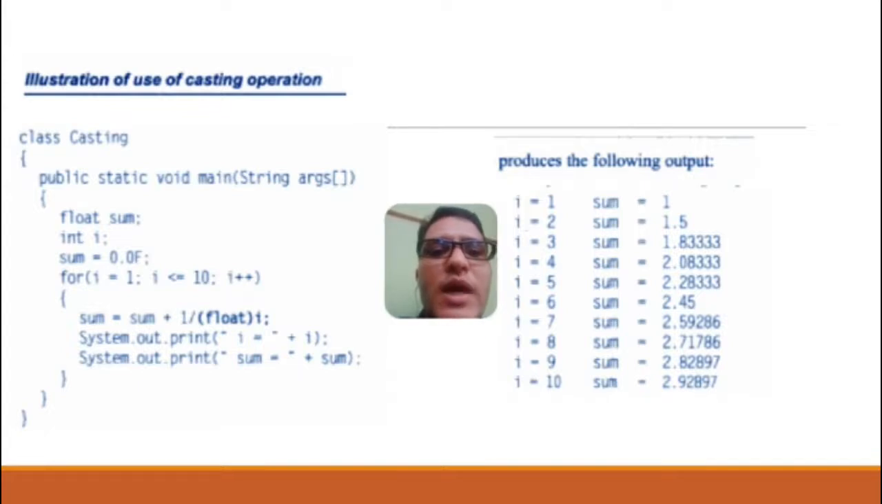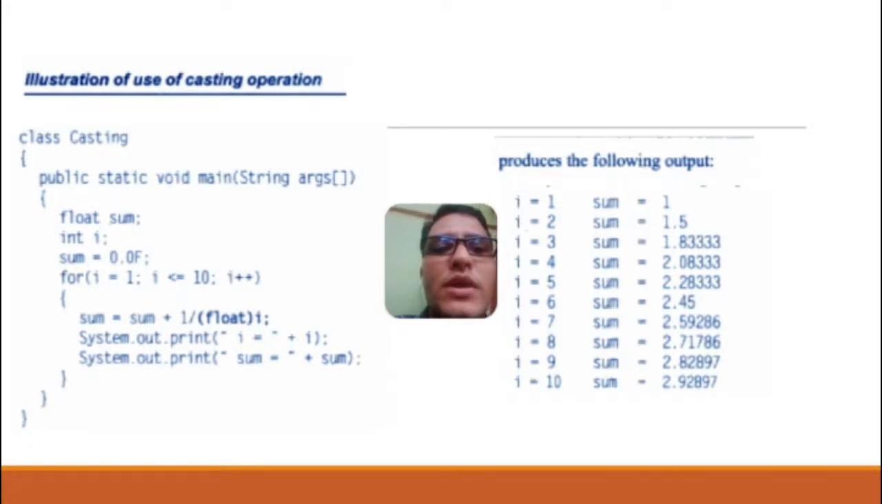Now I am displaying the i value as well as the sum value. After that, the control will move to i plus plus. Now the new value of i is 2, less than or equal to 10, condition true. Once again it will enter the body of the statement, and it will give the result as 1 plus 1 by (float) i.